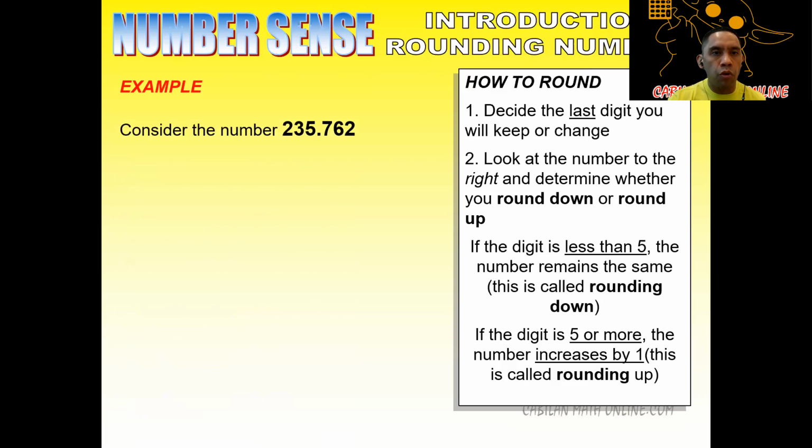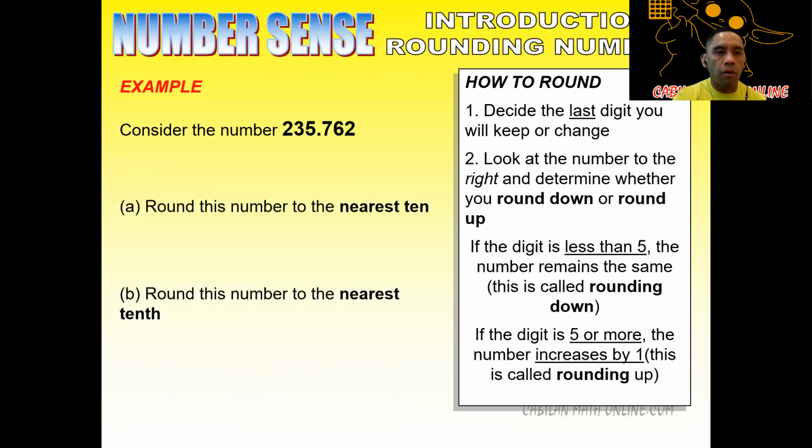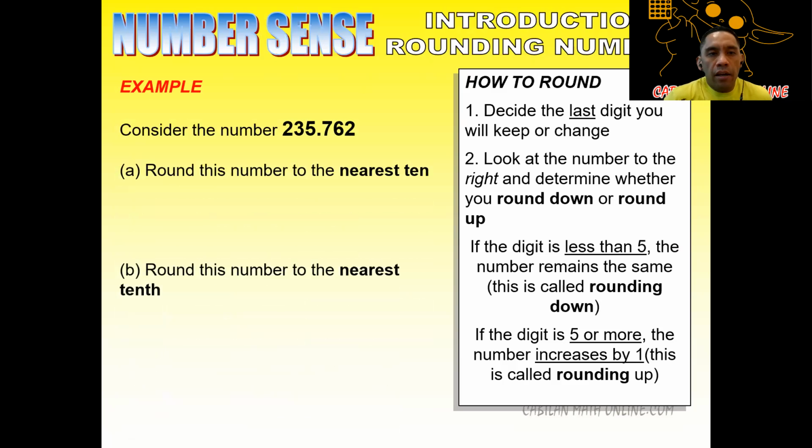So we have a number here of 235.762. What we're going to do here is several examples of this one number so you can understand how rounding happens. All right, so it says here for question A, round this number to the nearest 10.